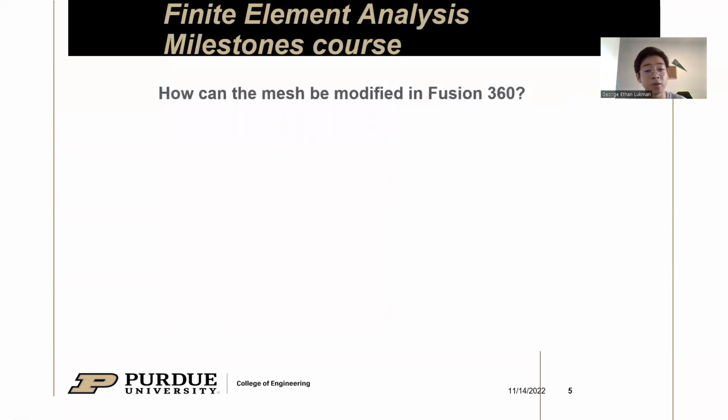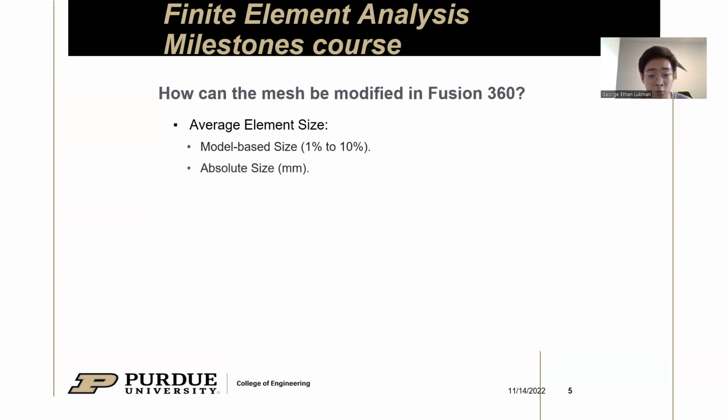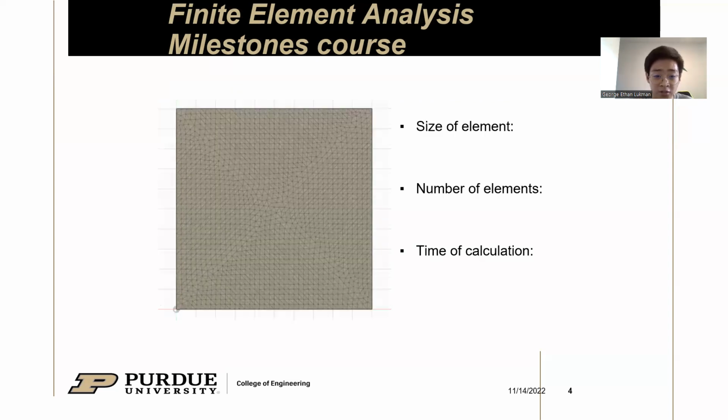So how can the mesh be modified in Fusion? There are a couple of settings you can play around with to change your mesh. One of them is the model base size. If you pick this to create your mesh, you're asking Fusion to create the mesh based on your geometry, with 10% being the rougher, coarser mesh and 1% being the smaller, finer mesh, right? Another way is by absolute size.